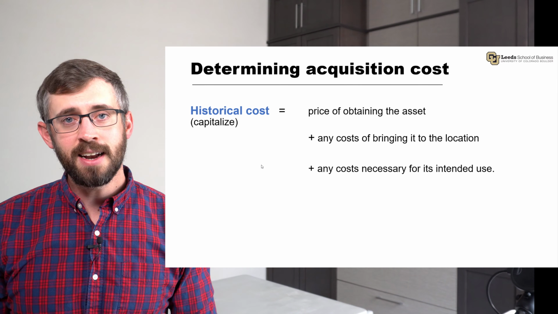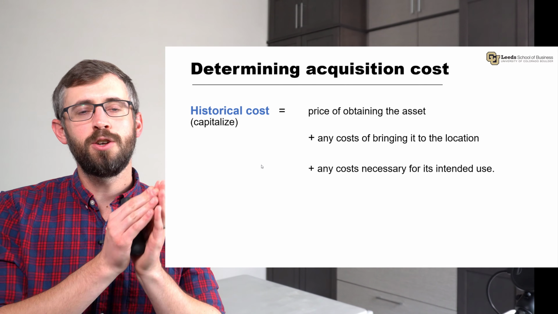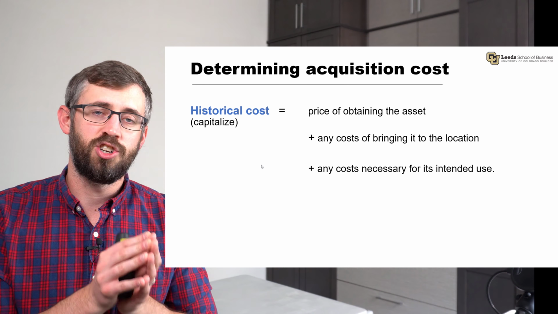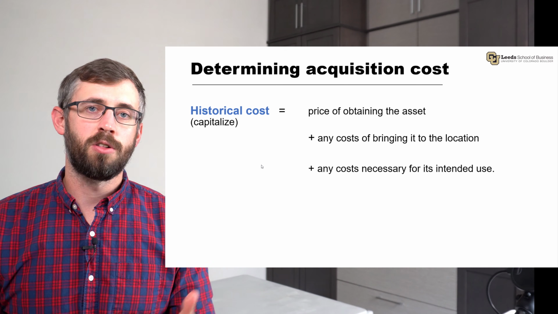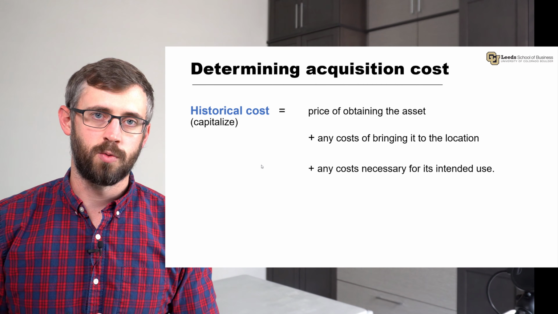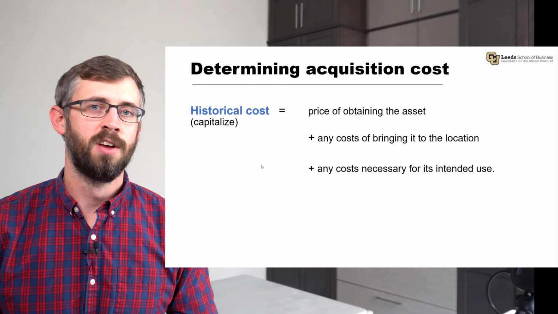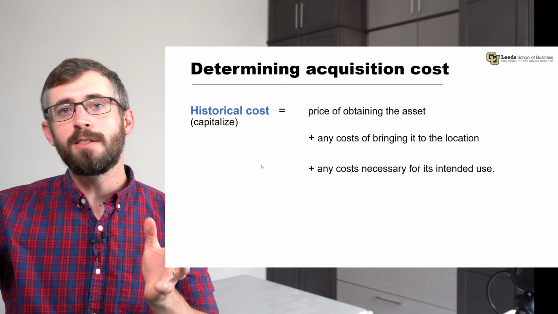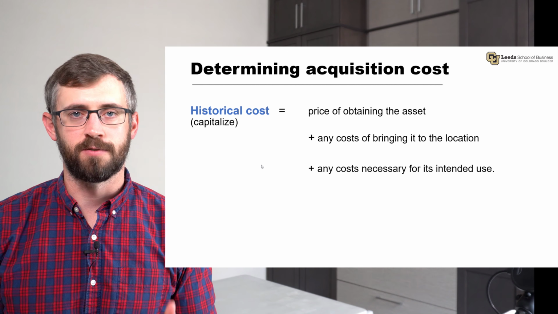The idea behind that is that we're trying to match our expenses to our revenues. If this asset is going to generate revenues for us over the next, say, 10 years, we want to take all of the costs of that asset and spread them out over those 10 years as well. So that's why we include things like shipping and handling charges. We include things like setup or installation costs, because we're trying to allocate those expenses over the period that we're going to get the benefits from the asset.